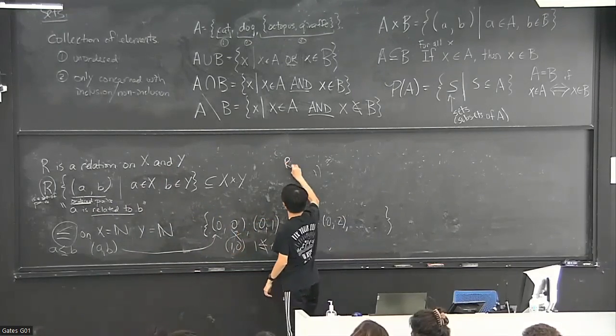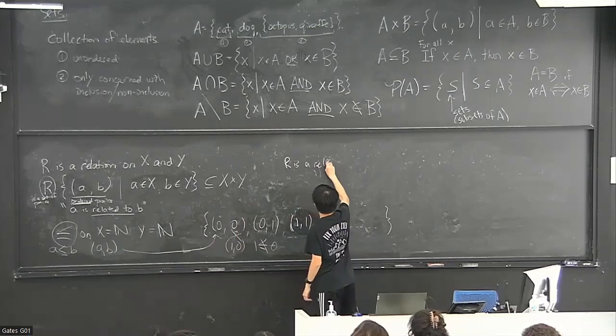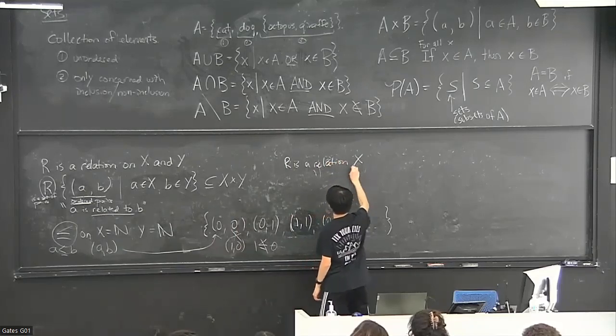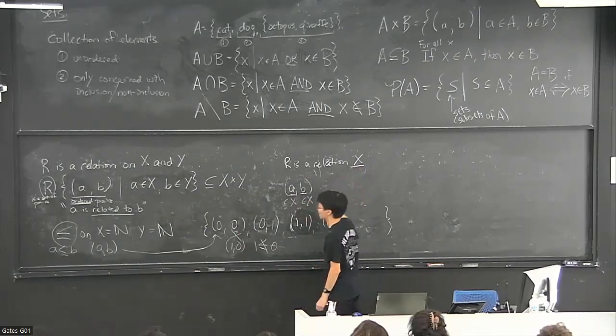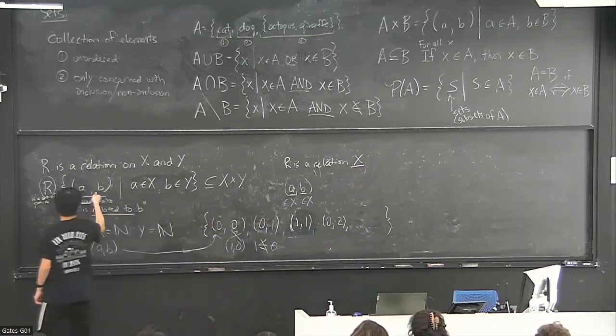Another vocabulary item: if I say R is a relation on X, it means that you have these pairs (A, B), where this one is in X, and this one is in X. So if there's only one set specified, it just means both of these are from the same set.